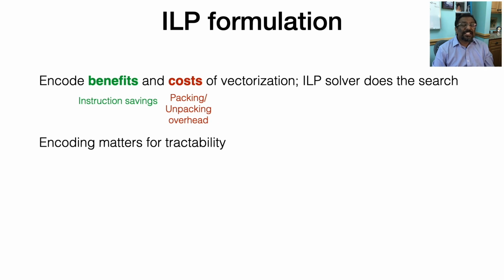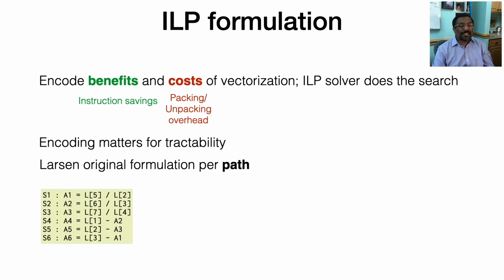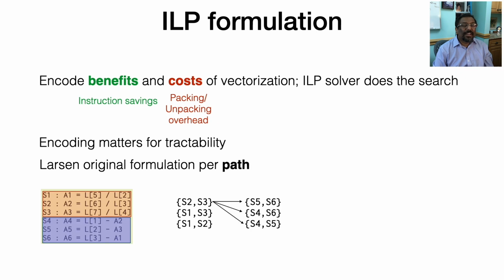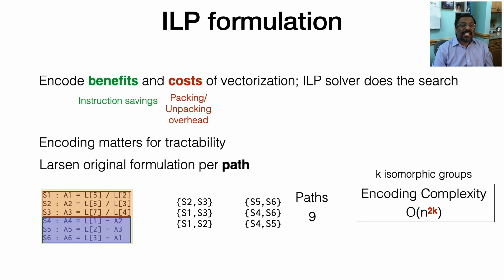But this formulation is very tricky. For example, previously multiple people, including our previous work with Larsen, have tried to do it. What we did was try to formulate using paths. That means in this basic block, we have all these possible paths leading to other paths. So what it looked at is all the possible path combinations and what's the cost benefit for these paths. So here are 9 possible paths. If you formulate this to choose one path, this is encoding complexity to the power 2k. This is extremely high and intractable. In fact, even a small program will take 10-20 hours to converge on a solution.